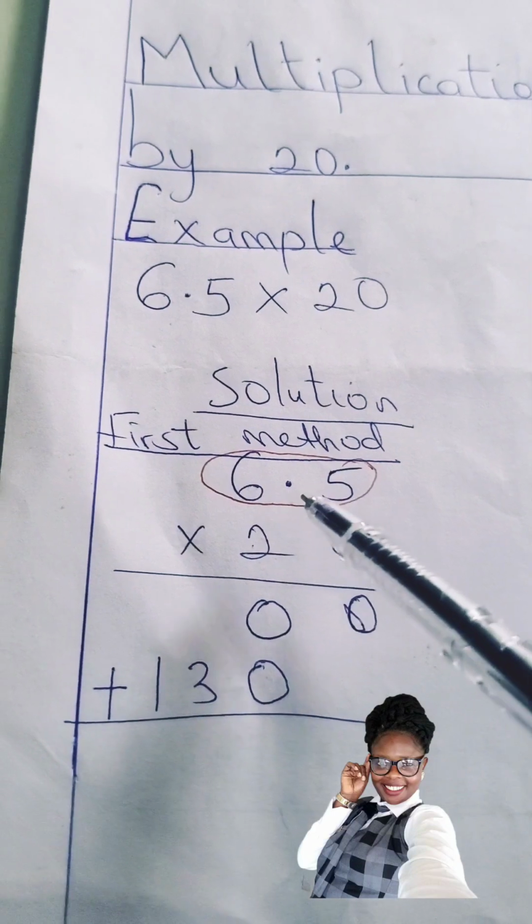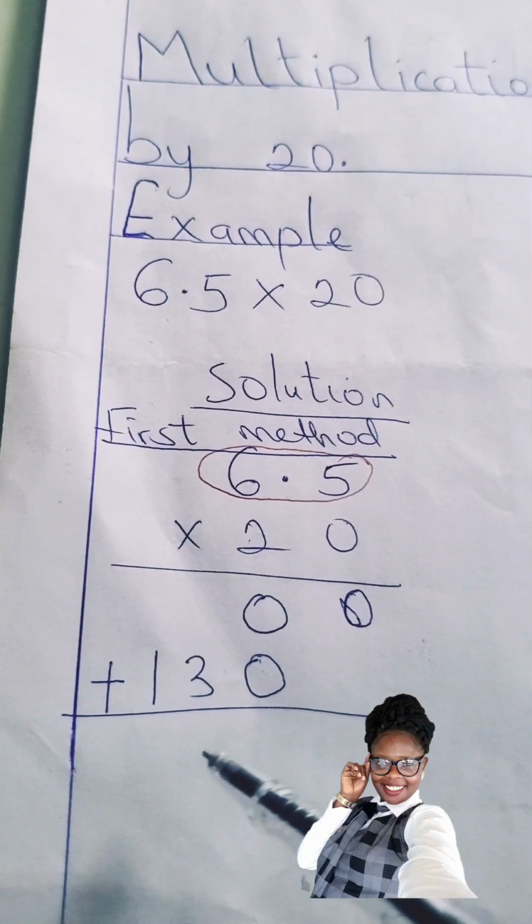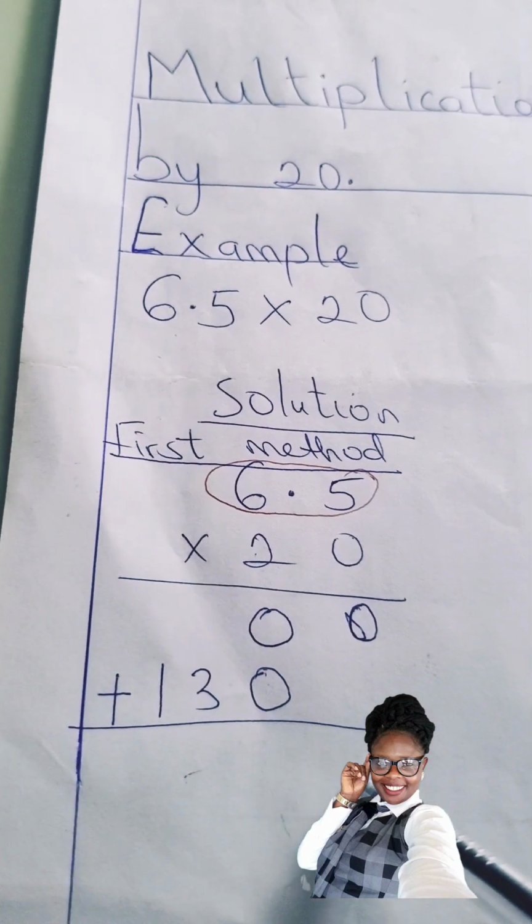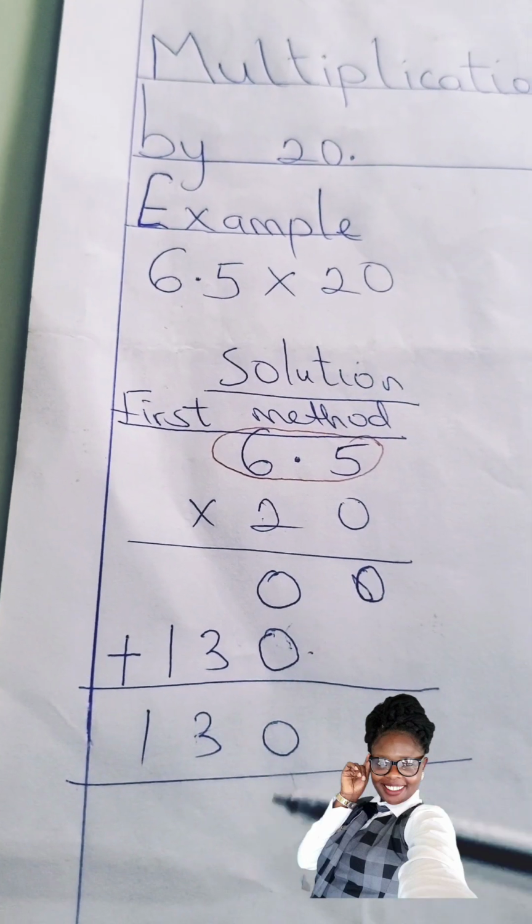While using the first method, you do not need to worry about the decimal. You fix that after you have gotten your answer, after you have gotten your final answer. And here is my final answer.